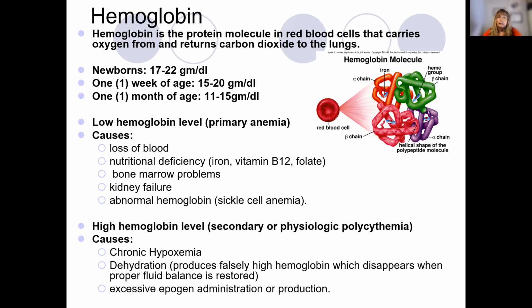A low hemoglobin level is called a primary anemia, and causes of that could be a loss of blood, nutritional deficiencies such as not enough iron, B12, or folate, bone marrow problems, kidney failure, or abnormal hemoglobin such as in sickle cell anemia. High hemoglobin levels, also called secondary or physiologic polycythemia, can be due to chronic hypoxemia, dehydration, which produces a false sense of high hemoglobin that disappears when the patient gets enough fluid, or excessive epogen administration causing production.